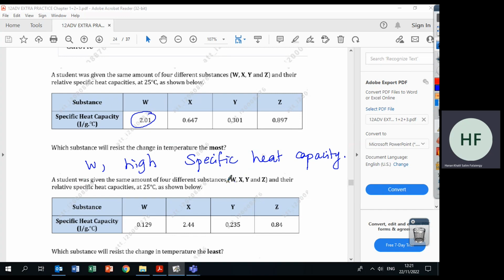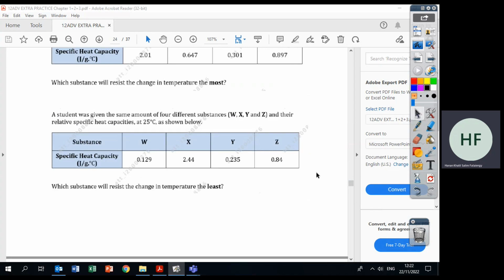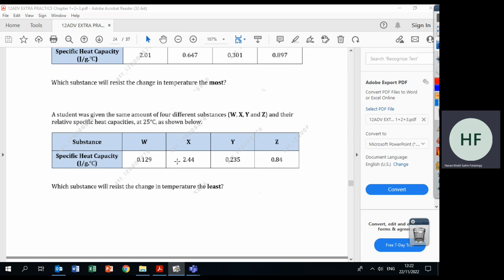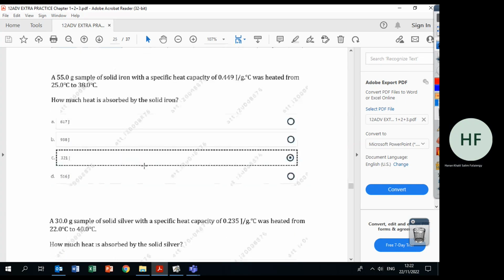Okay, a student was given and which one will resist the change in temperature? The least. The least means it will not keep its temperature. The temperature will change. So here you will choose the least specific heat. The answer will also be W, 0.129, because it has the least specific heat.